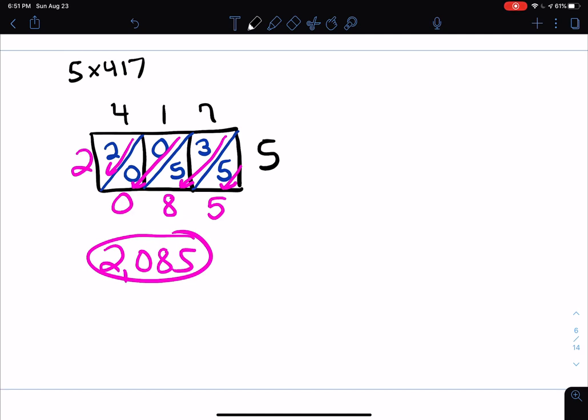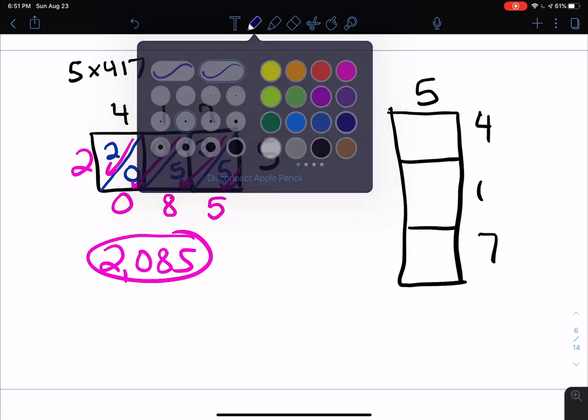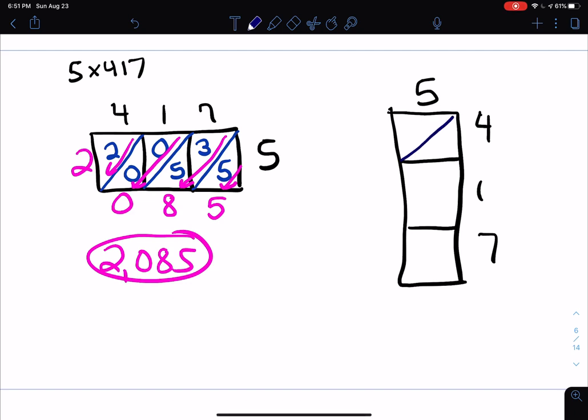Now again, with multiplication, the order doesn't matter. So let's say you put the 5 across the top and the 417 down the side. So basically it's just rotated. Okay, so my diagonals. 5 times 4 is 20 for that first cell. 5 times 1 is 5 for that second cell. And 5 times 7 is 35 for that third cell.